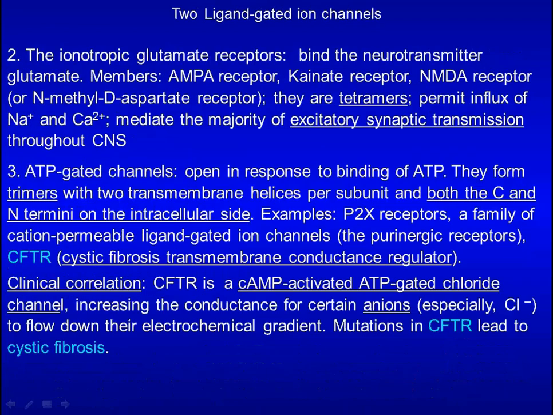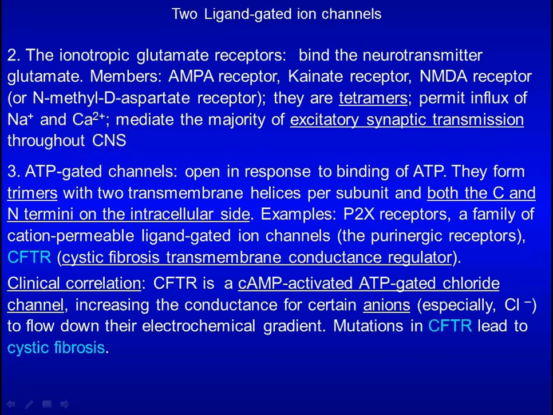Ionotropic glutamate receptors bind the neurotransmitter glutamate. They are tetramers. They permit influx of sodium and calcium. They mediate the majority of excitatory synaptic transmission throughout the central nervous system.